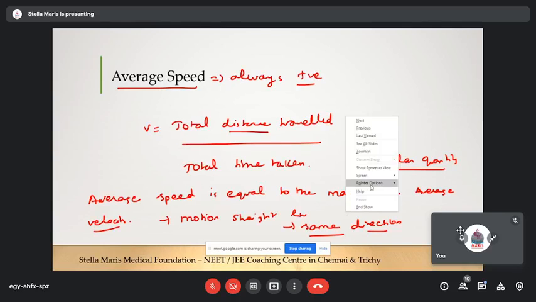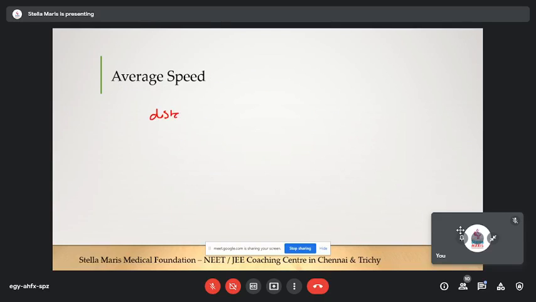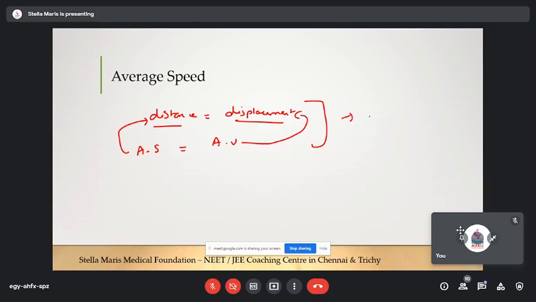When can we say distance is equal to displacement? When the motion is along a straight line, and when it travels along the positive direction. So when distance is equal to displacement, we can write average speed is equal to average velocity, because average speed depends upon the distance and average velocity depends upon the displacement. The motion should be along a straight line and in the positive direction.